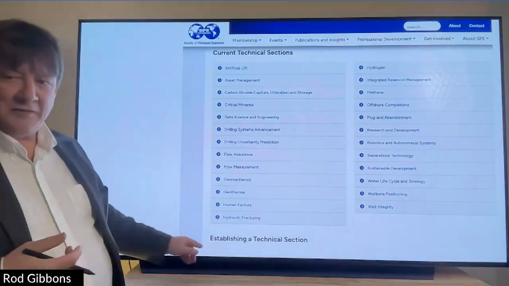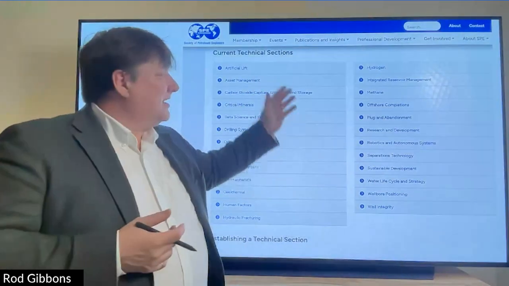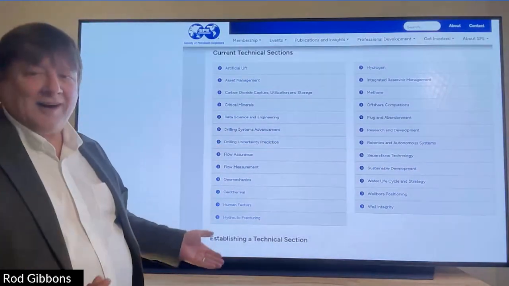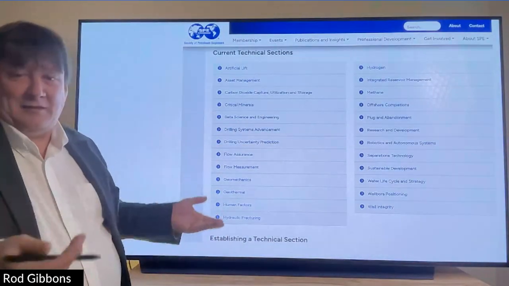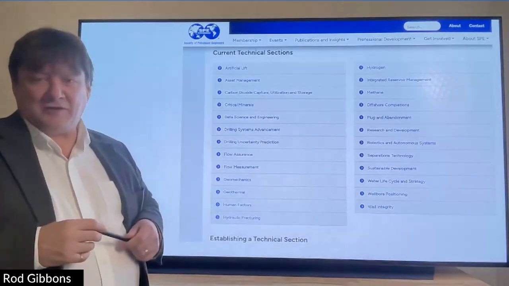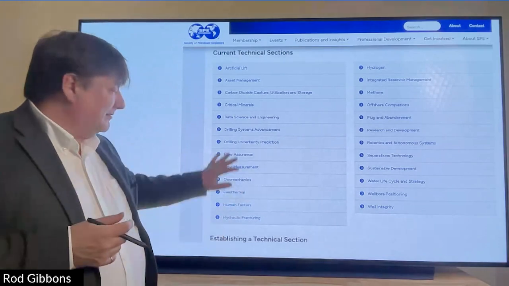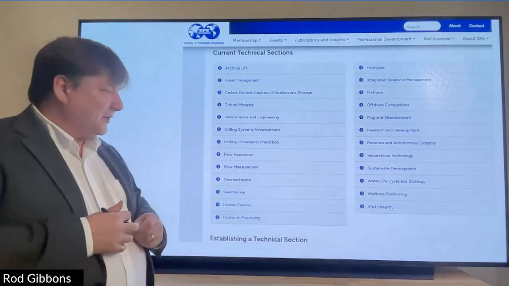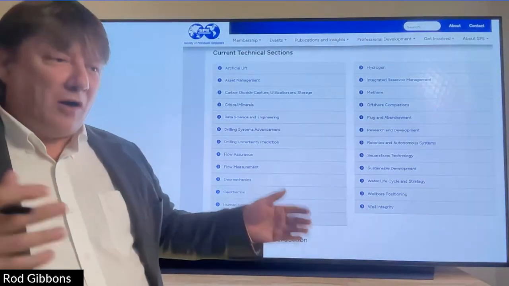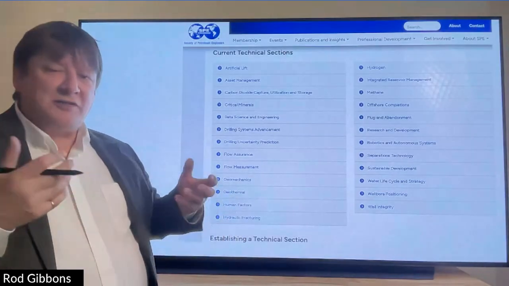Establishing a technical section. If what you are doing is not covered by one of these technical sections, you can start a technical section. It's encouraged, because what petroleum engineers do is so varied. It's always growing. So again, we need all kinds of different types of people as petroleum engineers, because there's different things to do.